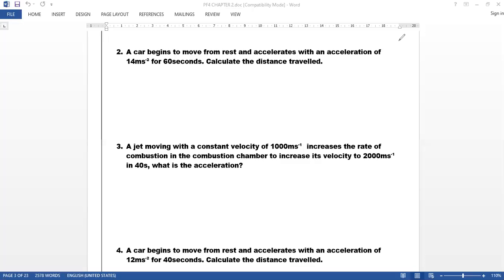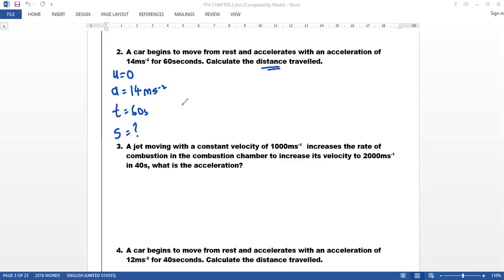Okay. For number 2, read the question thoroughly. A car begins to move from rest. Any movement from rest, initial velocity should be 0. And accelerates, acceleration given 14 meter per second square. The time taken is 60 seconds. So calculate the distance travel. This is the distance travel.